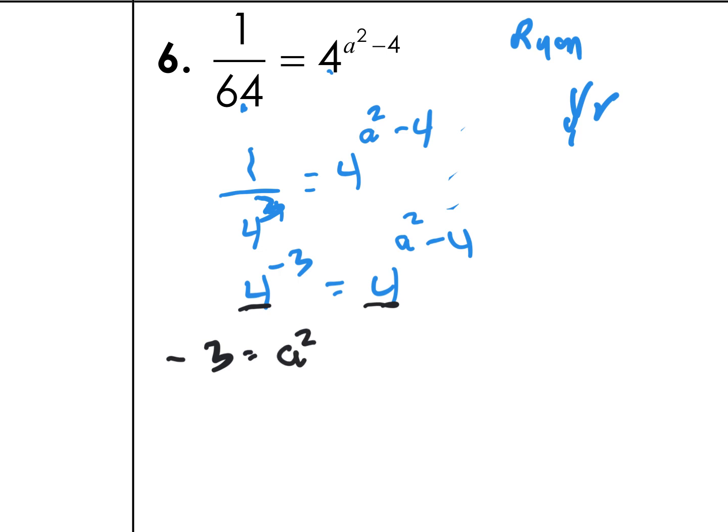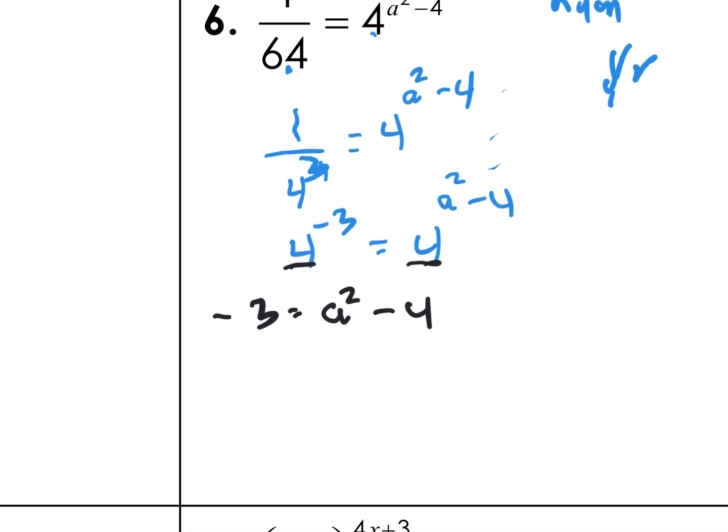a squared minus 4. Now, this is a quadratic, but you are allowed to solve for a squared because there are no other a's in there. So I add 4, so that gives me 1 equals a squared. Then I take the square root. So what's the square root of 1? So 1 equals a.